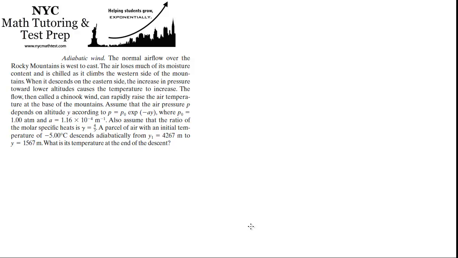Assume that the air pressure P depends on the altitude y according to this equation: P equals P0 e to the negative ay, where P0 is 1 atmosphere and a is that number per meter. Also assume that the ratio of molar specific heats is gamma, 4/3. A parcel of air with an initial temperature of -5 degrees C descends adiabatically from an initial altitude of 4267 meters to a final altitude of 1567 meters. What's its temperature at the end of the descent?